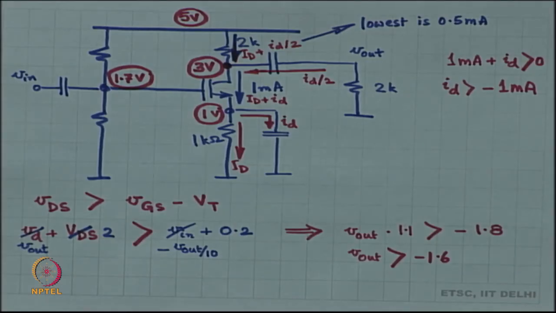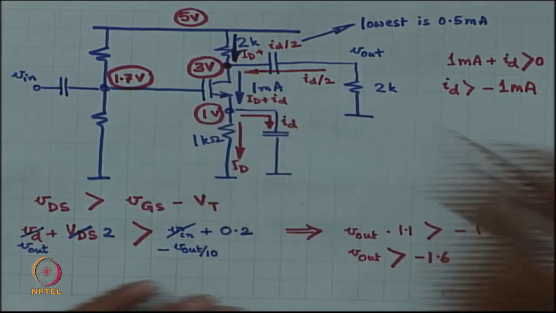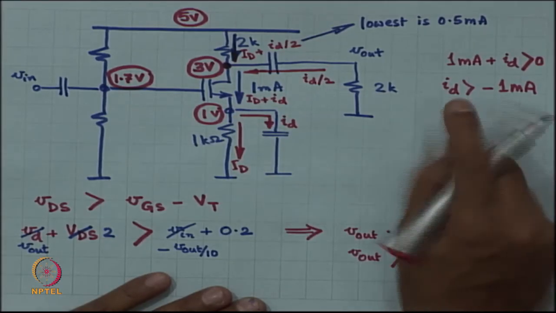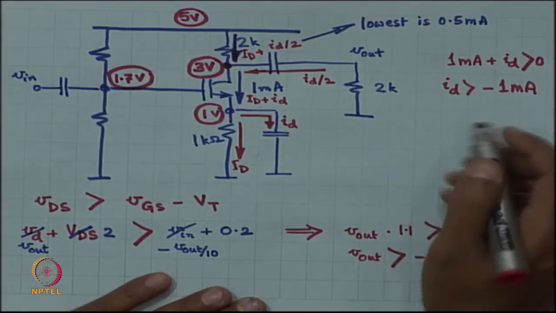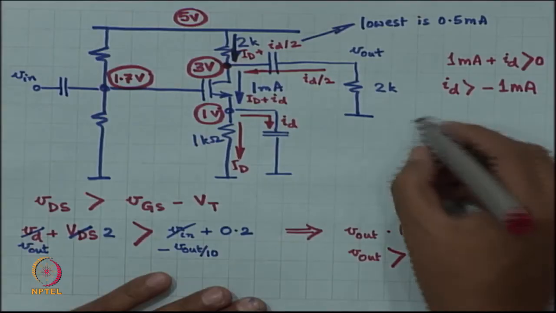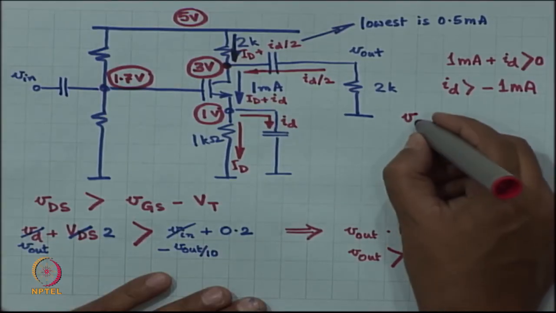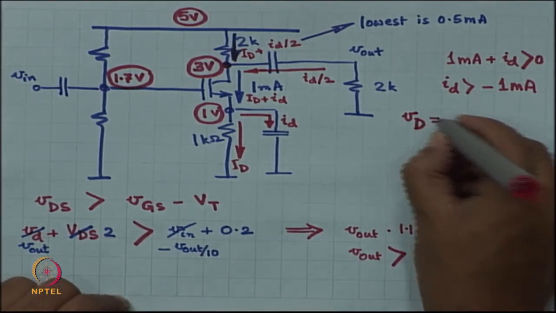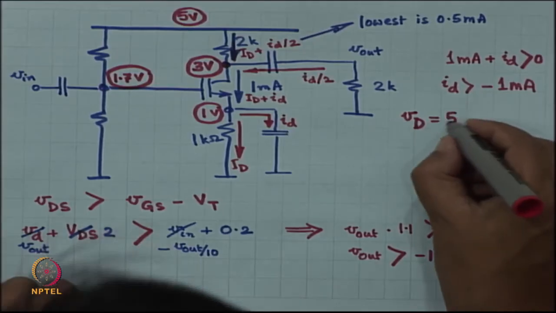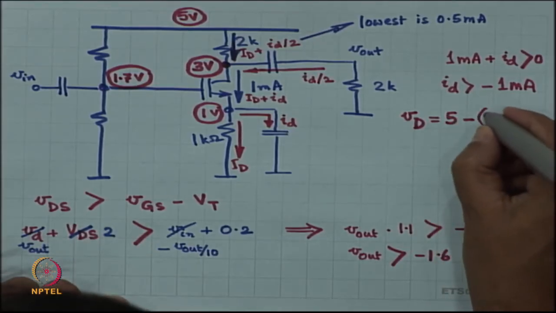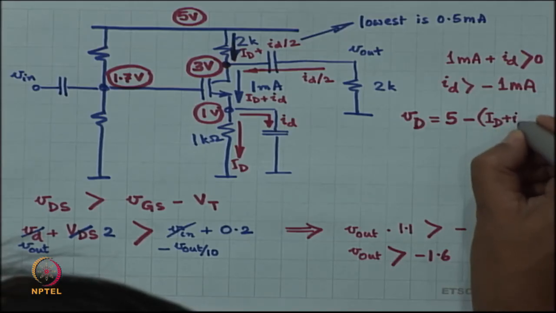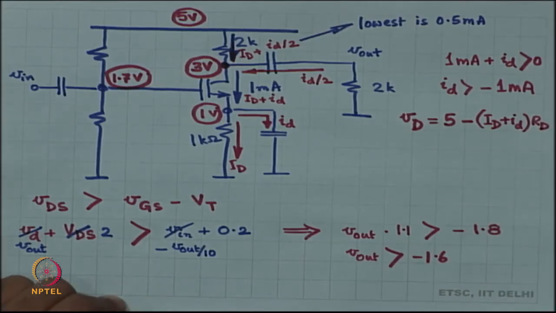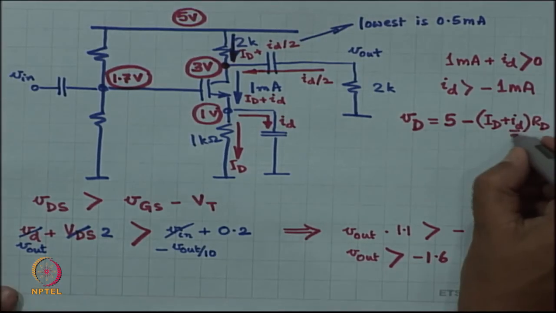So, you want it written down? Okay. So, the smallest value of ID is minus 1 milliampere, then the smallest value of the largest value of VD, VD is what? VD is 5 volt minus capital ID plus small ID times RD. Sorry, small ID by 2.